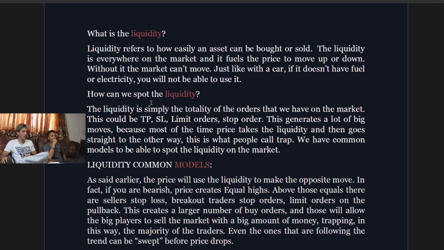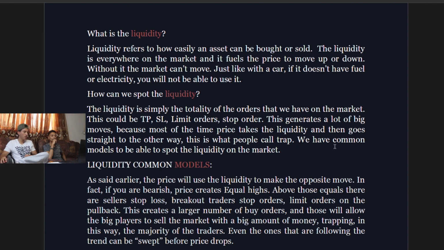How can we spot liquidity? Liquidity is simply the totality of orders that we have on the market. This could be the TP, your stop loss, limit orders, stop orders. This generates a lot of big moves, because most of the time price takes the liquidity and then goes straight the other way. This is what people call a trap.